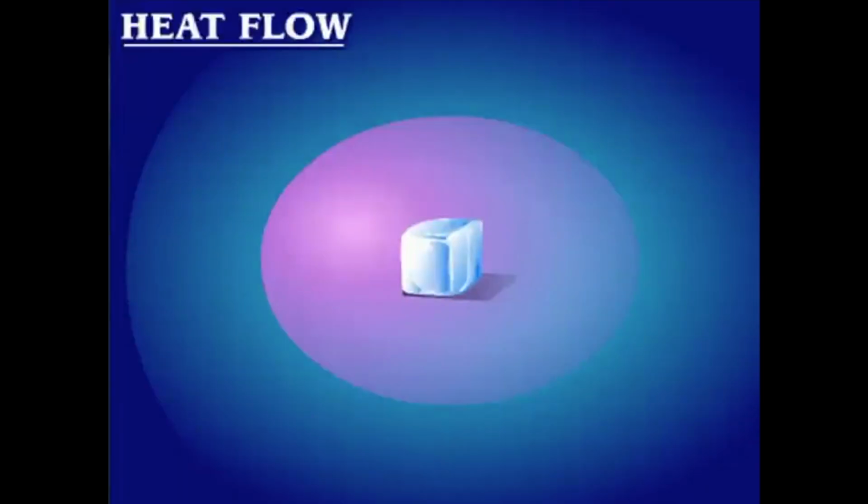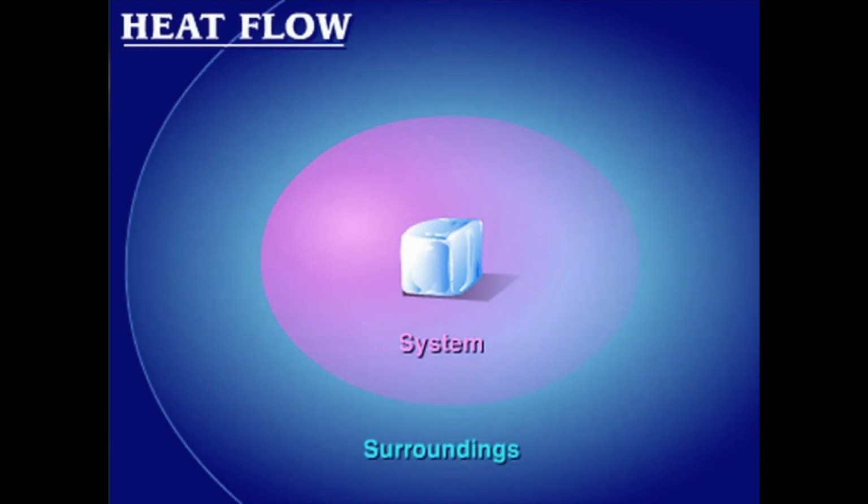I'm also including here some animations that are copyrighted, and they are provided by the publisher. Consider the diagram where the universe is represented as the system and surroundings. The system is the specific part of the universe that is of interest to us. In this case, the system is the block of ice. The rest of the universe, outside the block of ice, is called the surroundings.